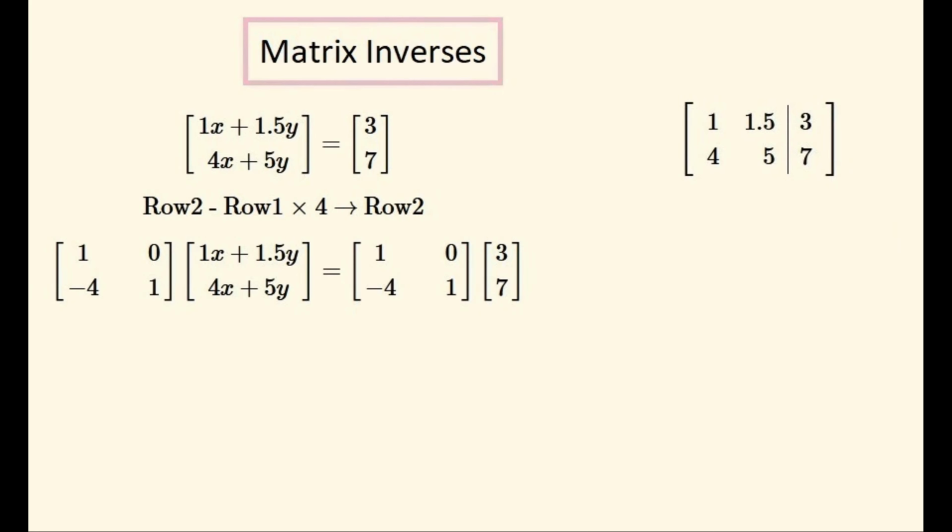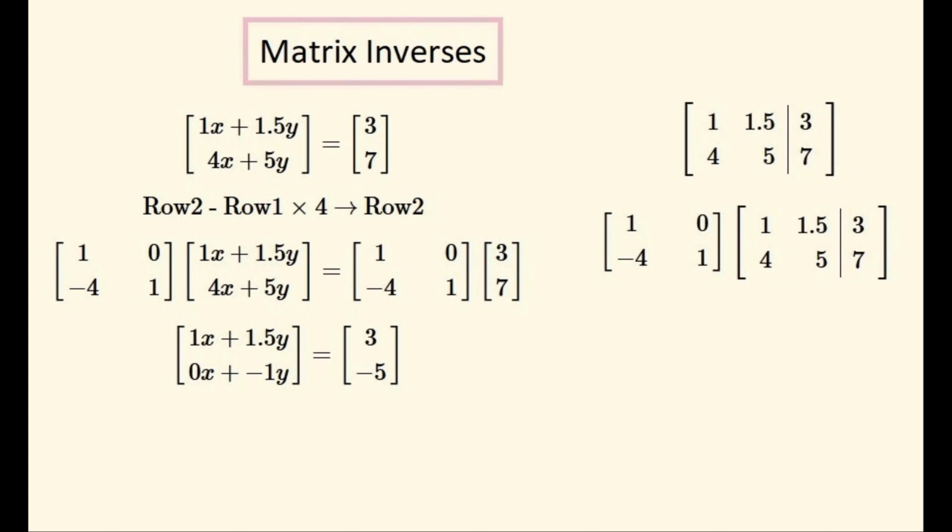This is a row add operation to eliminate the 4x in the second line. We'll do this by multiplying both sides by this row operation matrix. And similarly, we'll multiply these two matrices together. After performing this row operation, we have this vector equation.